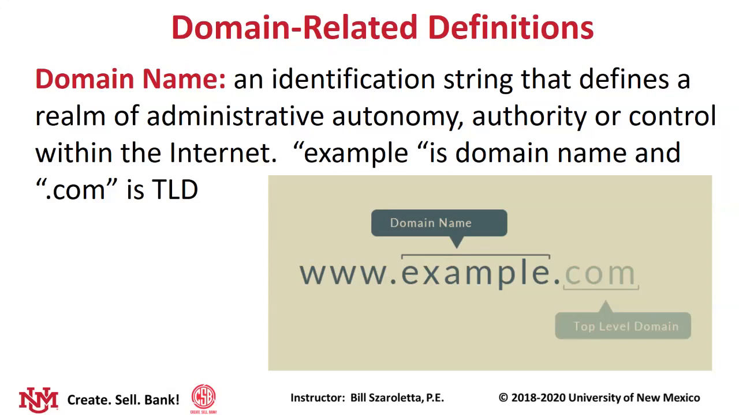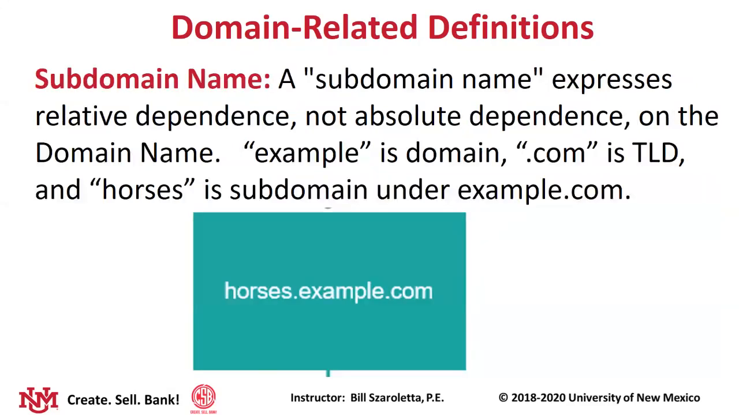When you buy a new domain, you have a choice of the TLD, which is good. And you want this domain name to be keyword rich, because then the search engines can pick it up. So we'll get to that. Now, a subdomain expresses relative dependence, but not absolute dependence, on the domain name. So if example is the domain name and .com is the TLD, horses is a subdomain underneath that. And you'll see that, for instance, at UNM, innovationacademy.unm.edu, echo.unm.edu.